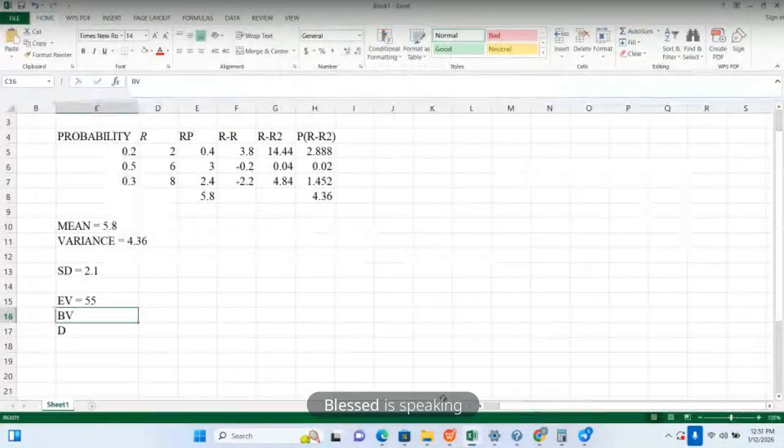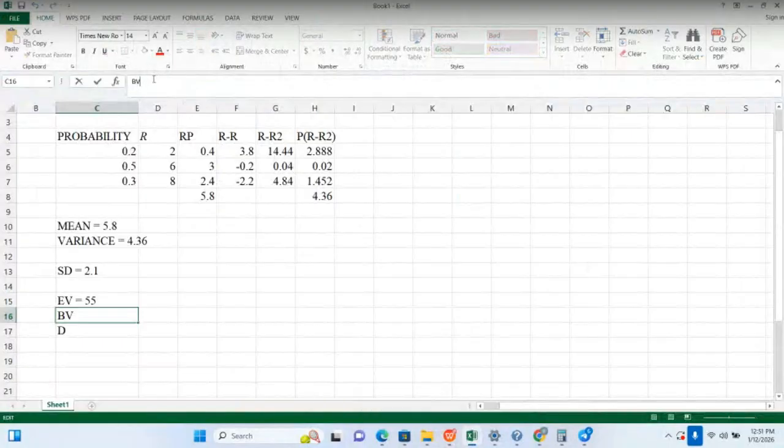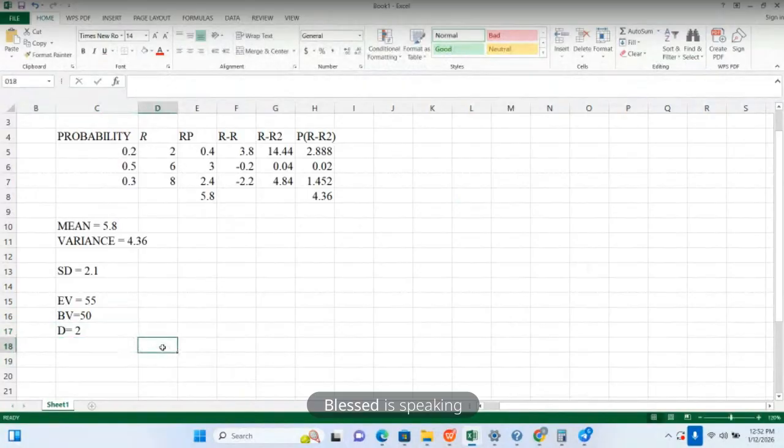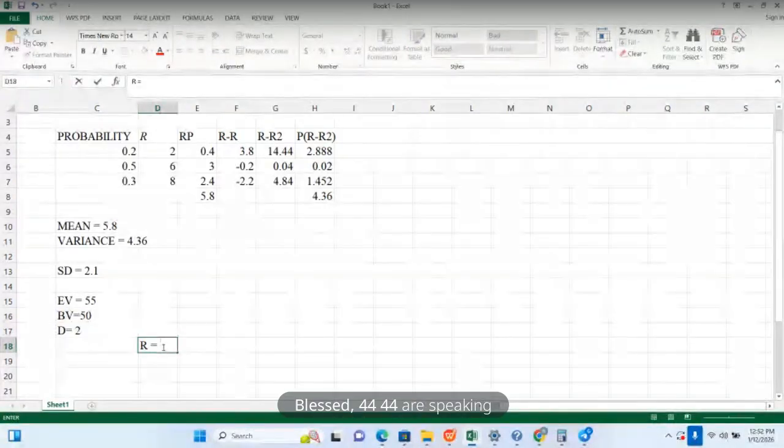We say that our BV is equal to 50. Then our dividend is equal to 2. Then they ask us to calculate the return. Our return will be equal to, what's our formula? EV minus BV plus D, divided by BV, times 100.